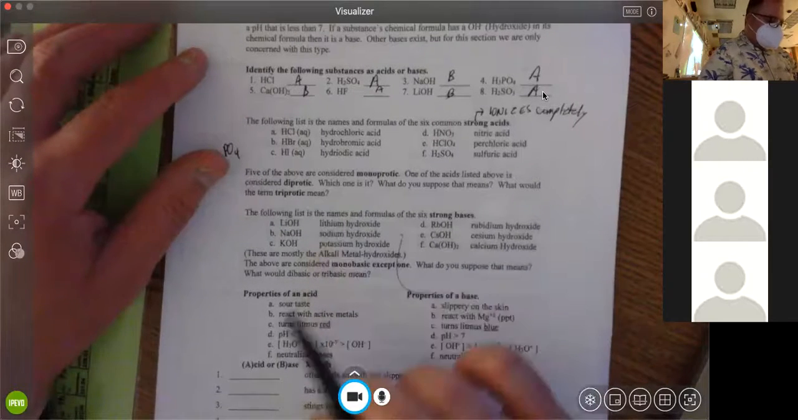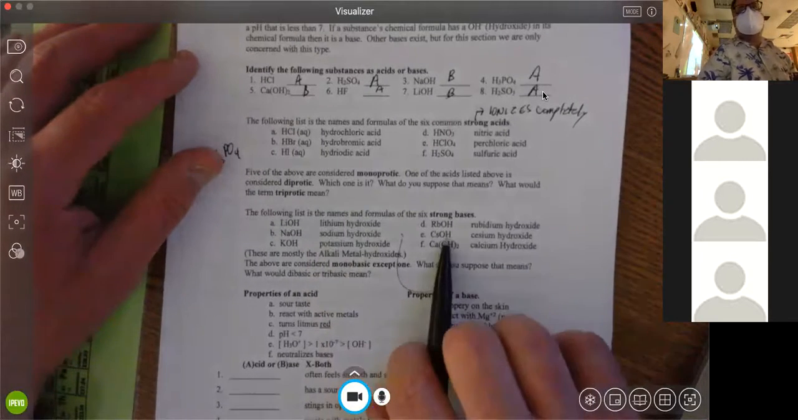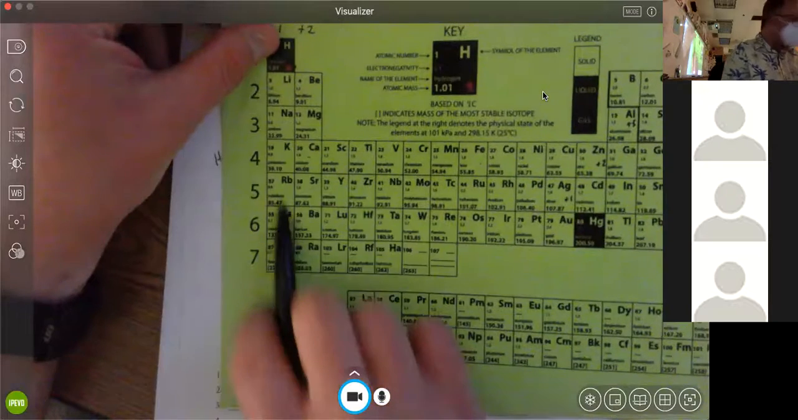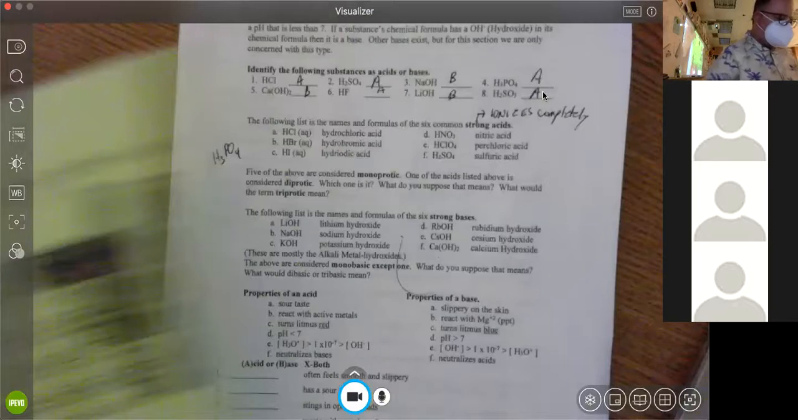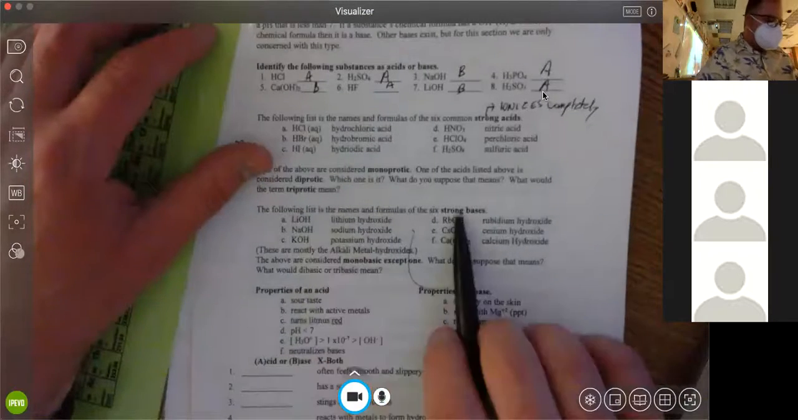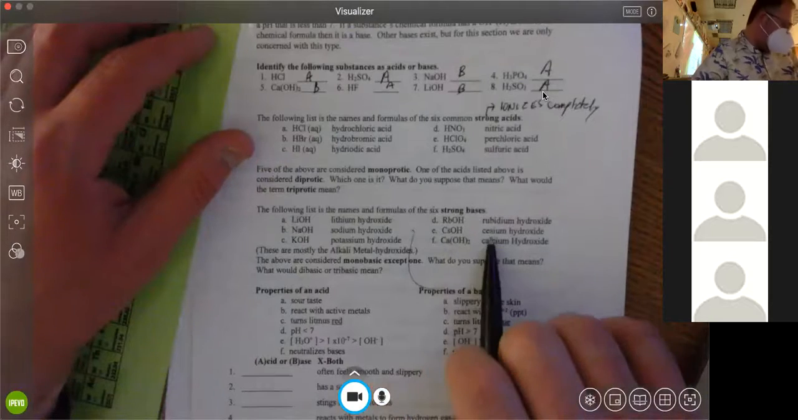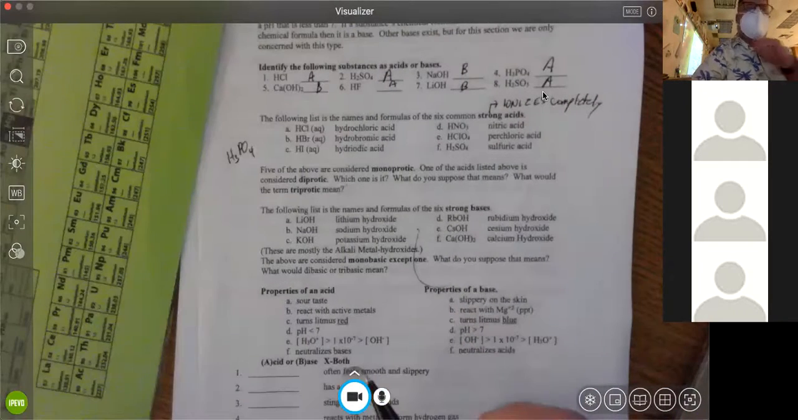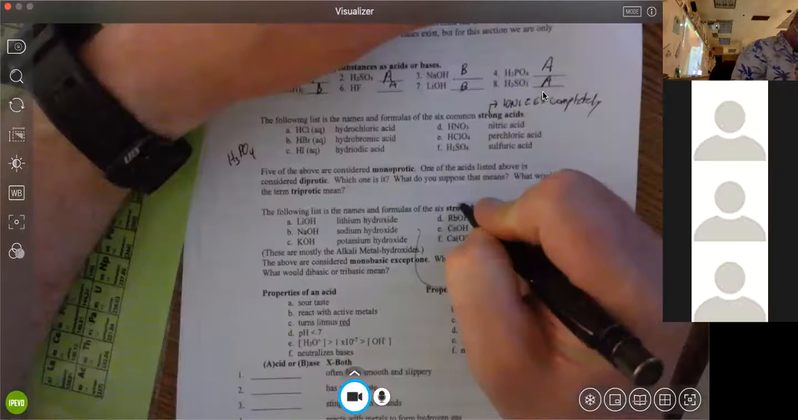So these down here are the 6 strong bases. Those are the 6 strong bases: lithium, sodium, potassium, rubidium, and cesium. These are all of the first-column 1A metals, the alkali metals. So lithium, sodium, potassium, rubidium, cesium hydroxide. And then calcium hydroxide is also considered a strong base. Again, that means that they ionize completely.